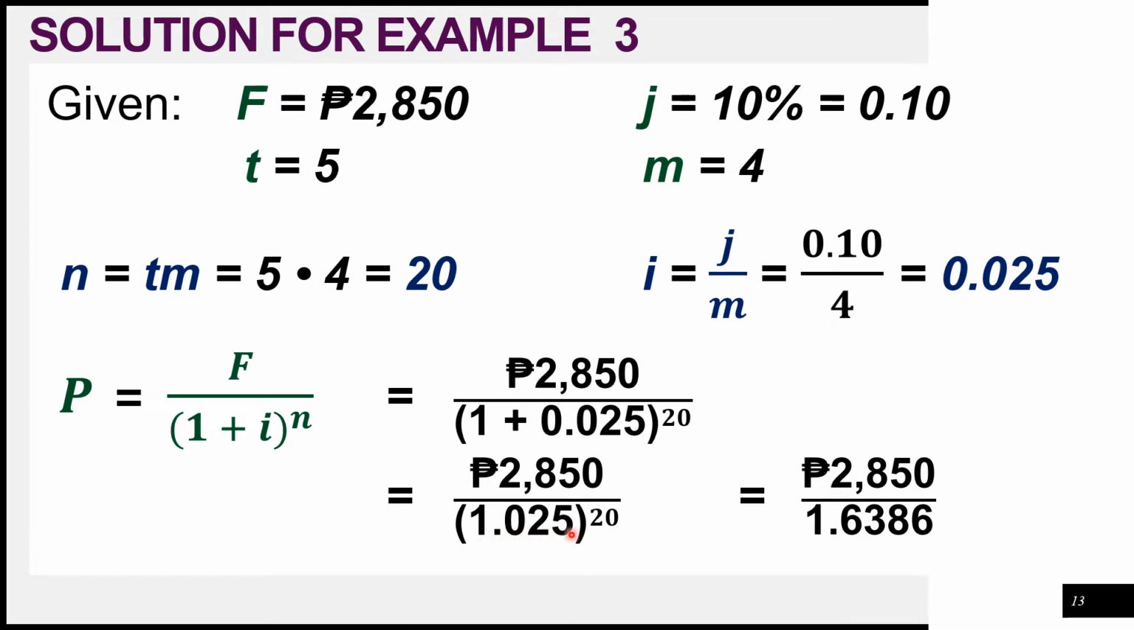1.025. Then, to proceed to the next step, we will just have to get the value of this one raised to the power of 20. And that is 1.6386. Okay. And then afterwards, we divide 2,850 pesos by this one. Then, our quotient is 1,739 pesos and 29 cents. I rounded it off to 2 decimal places so that it will follow the trend for our peso.